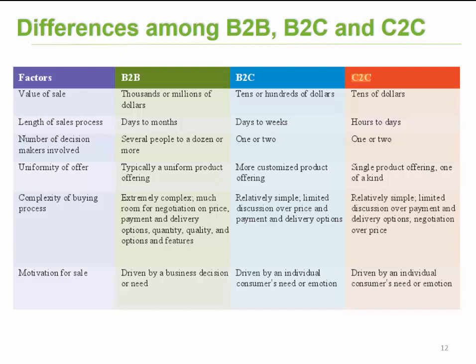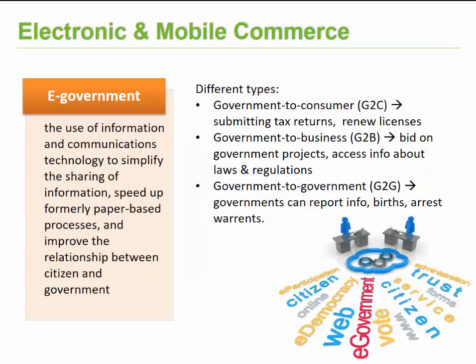The last type we're going to look at is e-government. E-government is the use of ICT to simplify the sharing of information, to improve the relationship between the citizens and government. In most cases, it might happen that we have old paper-based systems. We get our legacy type systems, and these are now converted and made available electronically, and then this would be advertised and delivered to the citizens of that particular country.